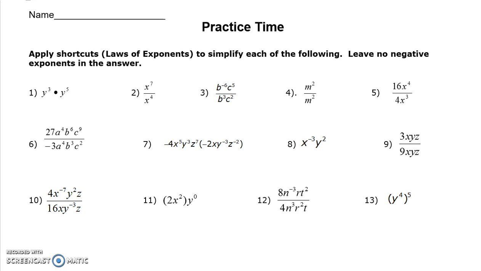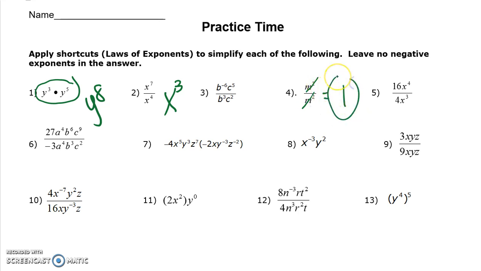So starting back with some multiplying. For number 1, if you're going to multiply, you just add the exponents. So that would just be y to the 8th. Number 2, when you're dividing, you subtract them. So that's just x cubed. Something like number 4, if you have m squared on top and m squared on bottom, it's kind of like they just cancel out. You're left with just 1. Another way you could look at it is you would have to subtract them. So 2 minus 2 is 0, and to the 0 equals 1.